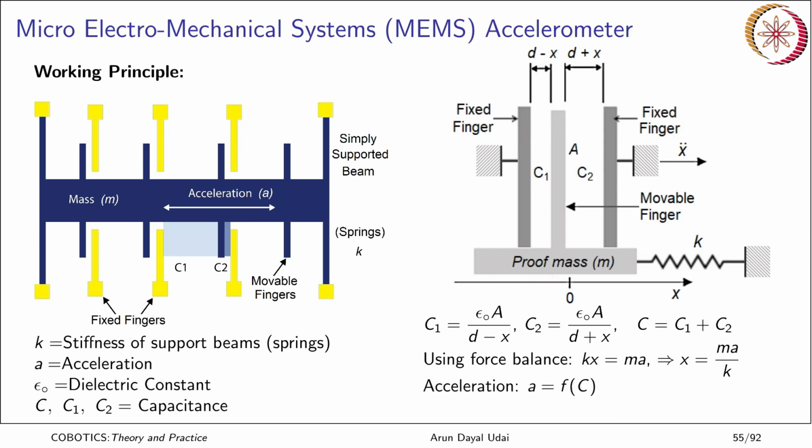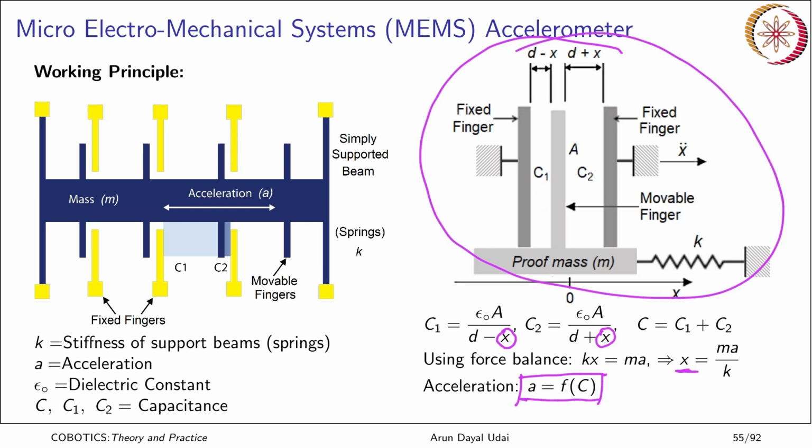Now you see, x is the variation that is changing the capacitance. So effectively acceleration becomes a function of capacitance. If there is a circuit which can detect the change in capacitance and create a sensor out of it, then the whole of this system is a mechanical system that is creating an electrical change in the circuit. So accordingly it can be detected, and the signal can be converted and transmitted.